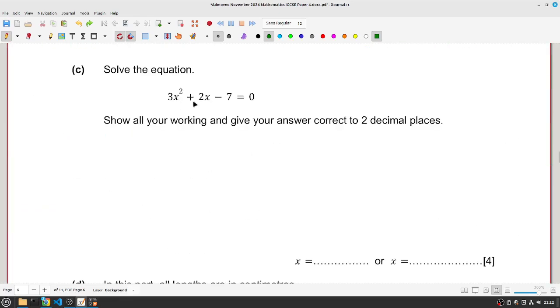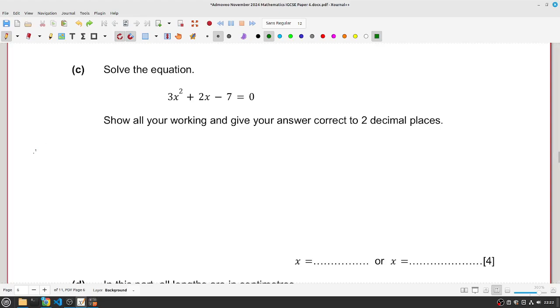Question C, solve this equation. So it's a quadratic equation. In general, at this level, we have 3 methods to solve quadratic equations. Either factorizing, completing the square, or using our quadratic formula. And if they tell us, give your answer correct to 2 decimal places, that's a big clue that factorizing will not be possible. So then, I would suggest use your quadratic formula. But if you really like completing the square, you can also do that. It just takes much longer and there's more scope for mistakes.